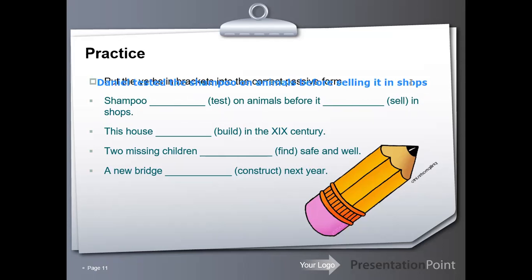Ahora, o sea, sí, que en el pasivo se presume el sujeto. Exactly. It's not there. No está acá, pero ya sabemos que alguien tuvo que hacerlo. No interesa quién fue, lo que interesa es que el champú fue evaluado antes de ponerlo en venta. Eso es lo más relevante. Okay, let's try to complete this, okay?